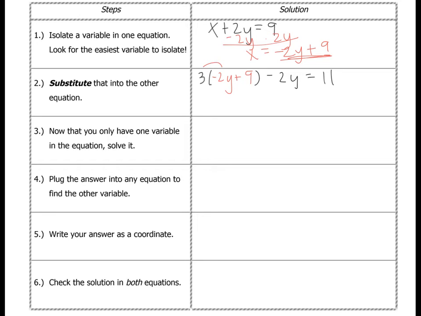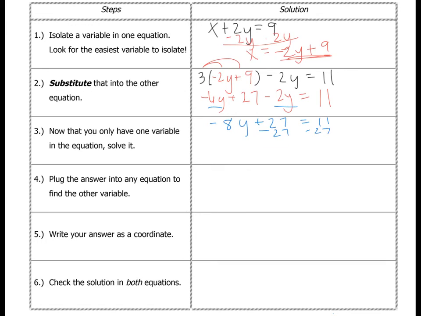3 times negative 2y is negative 6y. 3 times 9 is positive 27. Minus 2y equals 11. So now that we have this in only one variable, we need to solve. So in order to solve this one, we need to combine like terms. Negative 6y and negative 2y becomes negative 8y plus 27 equals 11.